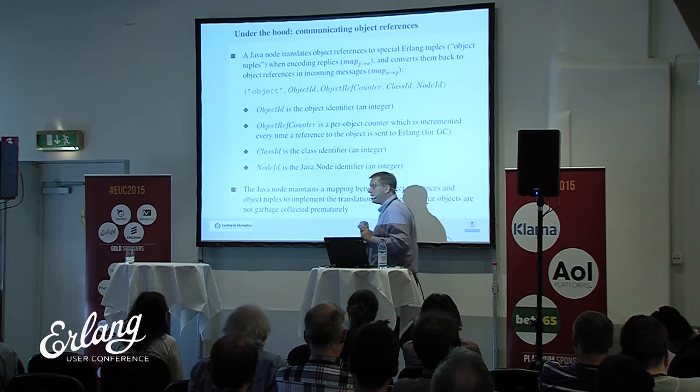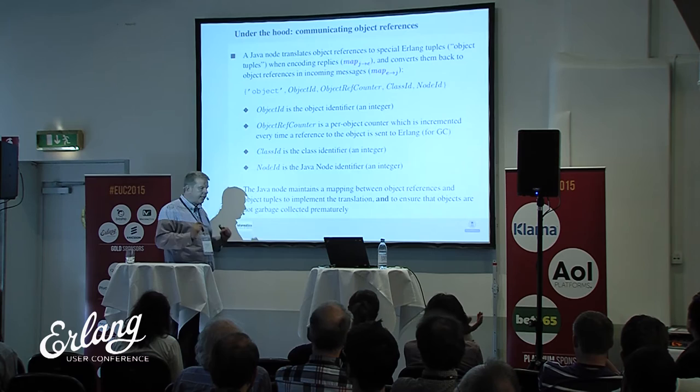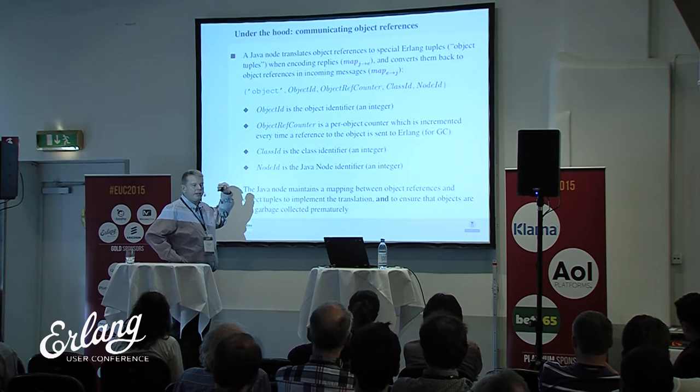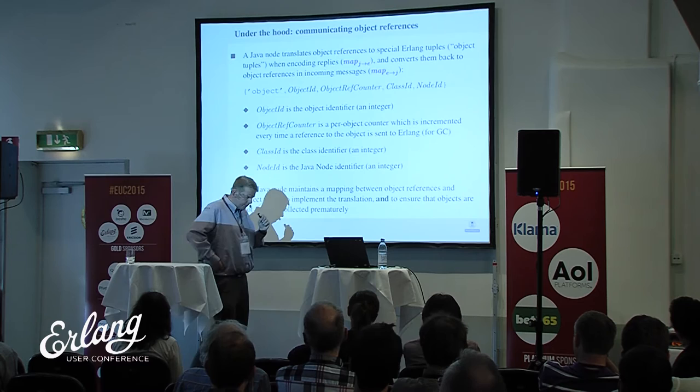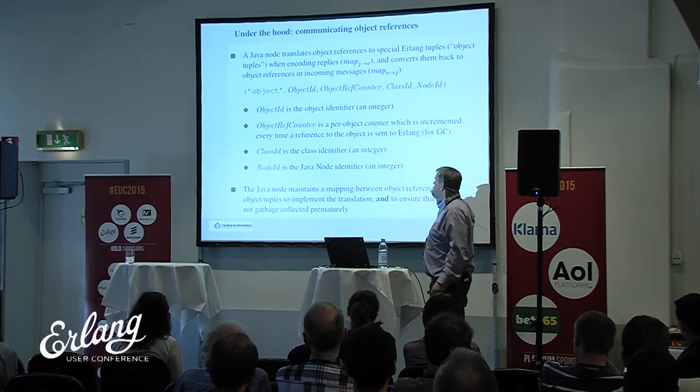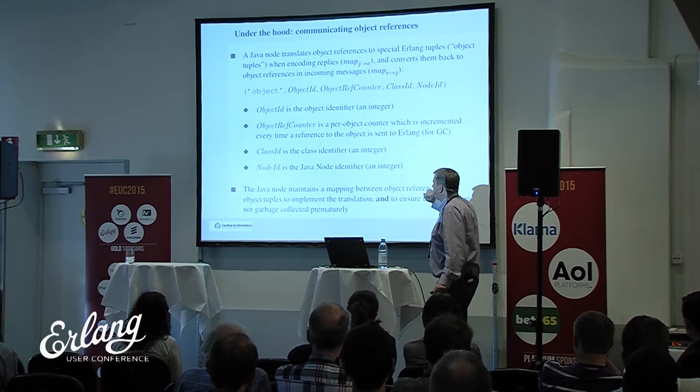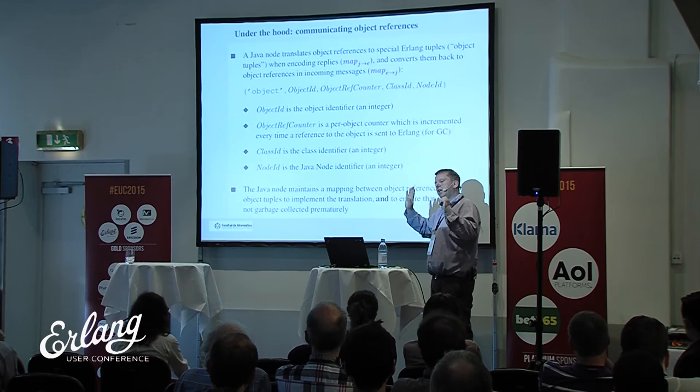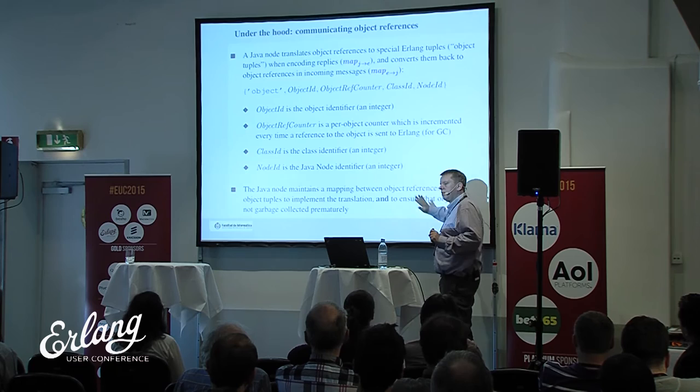So on the Java side, essentially we have a big table so that every Java object reference that gets sent to Erlang gets noted in this table, with a mapping between the object reference and a tuple like this. And we do that for two purposes. One purpose is to be able to consistently translate object references to and from the Erlang representation, but also for garbage collection, we need to keep this object reference in the table until the Erlang side says, I'm done with you. So this protects against Java prematurely garbage collecting object references.